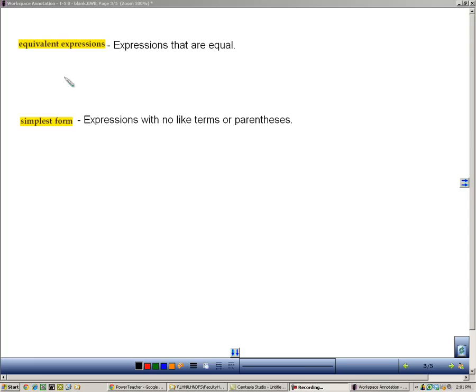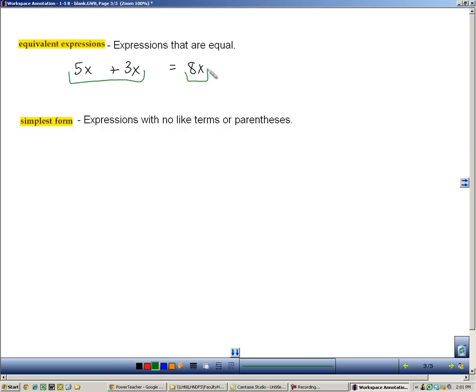Here we have a couple more definitions for us. The first one is equivalent expressions. Those are expressions that are equal. So 5x plus 3x, and if we say that equals 8x, then the 5x plus 3x is equivalent to 8x, because they're both expressions and they're the same. It's that simple. If two expressions are the same thing, we call them equivalent.